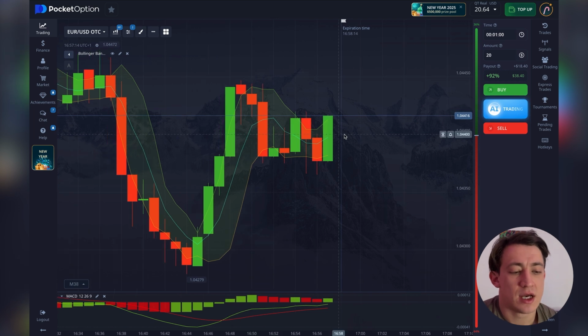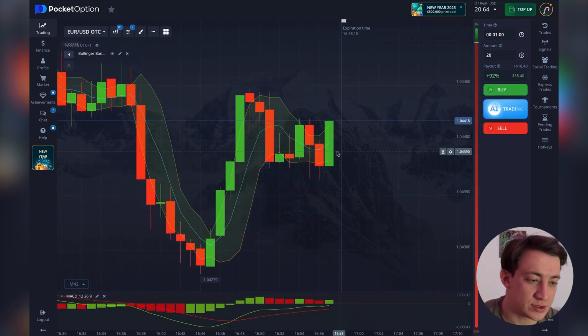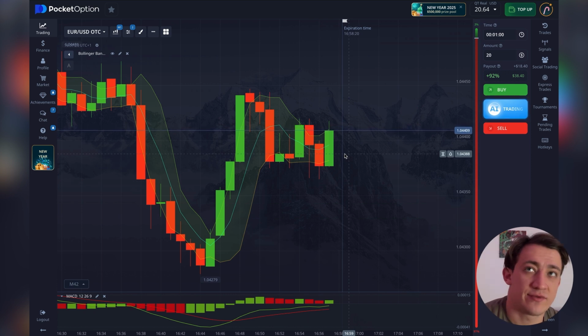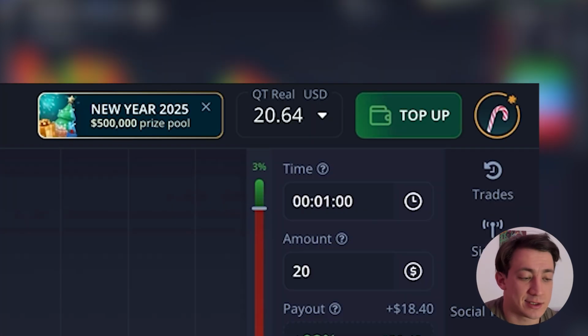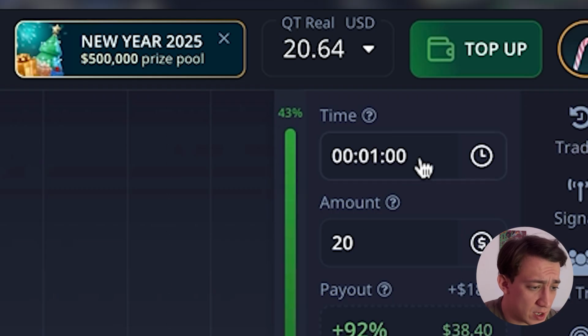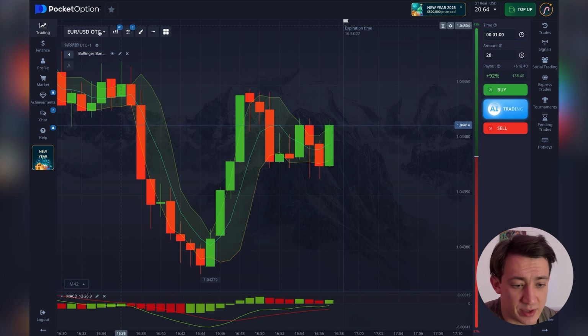So guys, let's open the platform where we will trade: Pocket Option, the best platform for binary options in the world. Today I will use a really good trading strategy, and I'll try to increase my deposit from $20, as you can see. The expiration time will be 1 minute and the time frame will be 1 minute too.